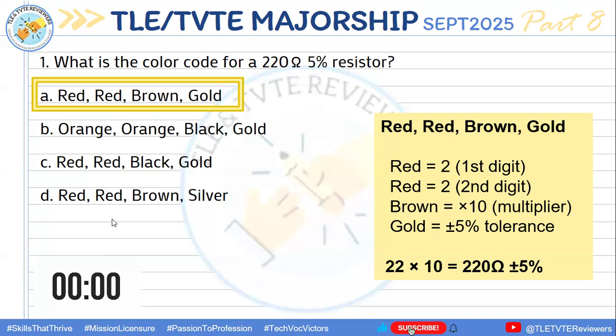And letter D, red, red, brown, silver. Red first band, 2. Red second band, 2. And brown, that's times 10. So 22 times 10, that's 220 ohms. But the value for silver, that's plus and minus 10%. So 220 ohms plus and minus 10% is not the answer. So the final answer is letter A, red, red, brown, gold.